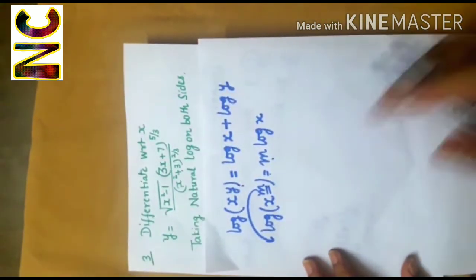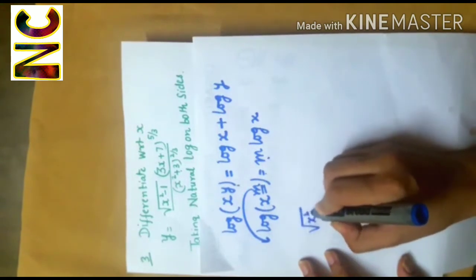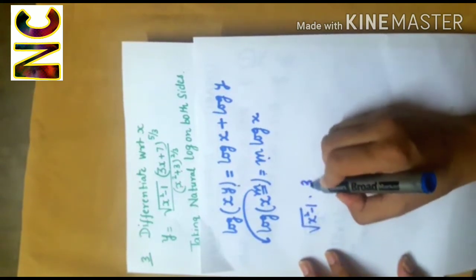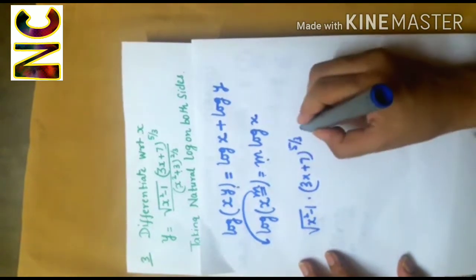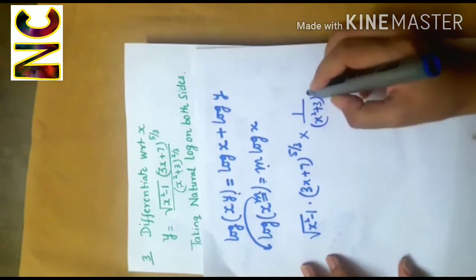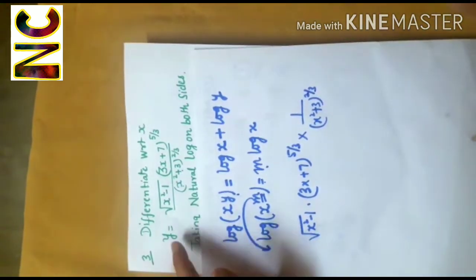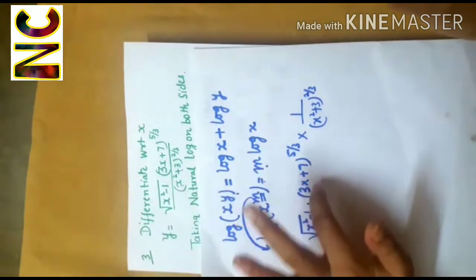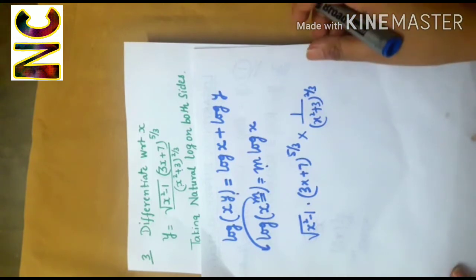Here, these functions are getting multiplied: x square minus 1 into 3x plus 7 raised to the power 5 by 3 into 1 over x square plus 3 raised to the power 2 by 3. So y is the product of these three functions. In order to facilitate differentiation, we make use of logarithmic differentiation.